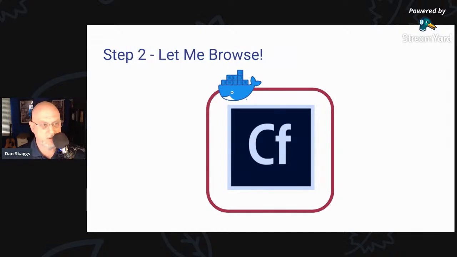So the first thing we want to do is get to CF admin, and to do that, we have to be able to browse, right? I can hear you saying, but Dan, you just said there's an impenetrable fence around the CF app server, and I did. We're going to add a little bit of configuration that is essentially going to create a gate in that fence that is going to allow TCP traffic on port 8500 to go through.